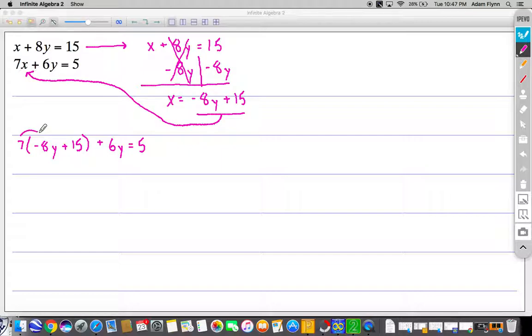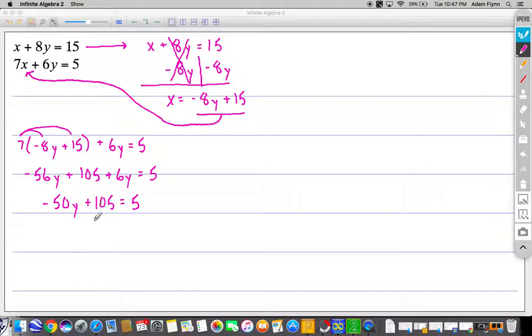So I'll distribute the 7 to get rid of the parentheses. When I do that, I get negative 56y plus 105 plus 6y equals 5. So I'll combine like terms. Negative 56y plus 6y is going to be negative 50y. And I haven't touched this 105. I haven't touched this 5 either.